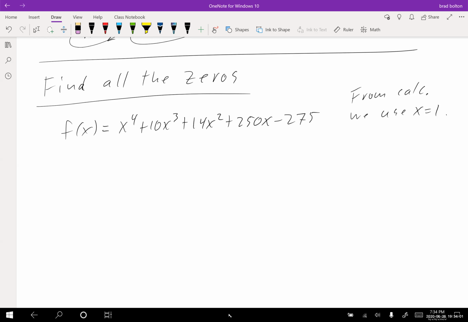I don't care if you use synthetic or long division. Long division is the safer one. There's no restrictions put on it. It just works, okay? So let's do this. Let me show you how to do it.